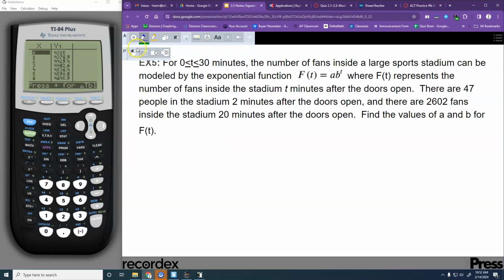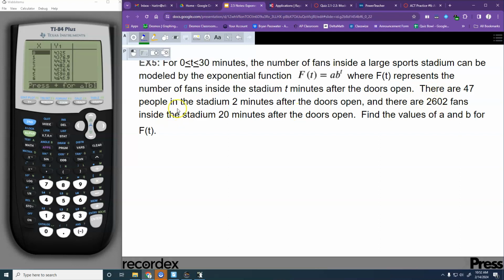All right, so for 0 less than or equal to t less than or equal to 30 minutes, the number of fans inside a large sports stadium can be modeled by the exponential function f of t equals a times b to the t power, where f represents the number of fans inside the stadium t minutes after the doors open. All that is telling you is that this is exponential, right? It's a lot of words to tell you it's an exponential situation. It's not linear, it's exponential.